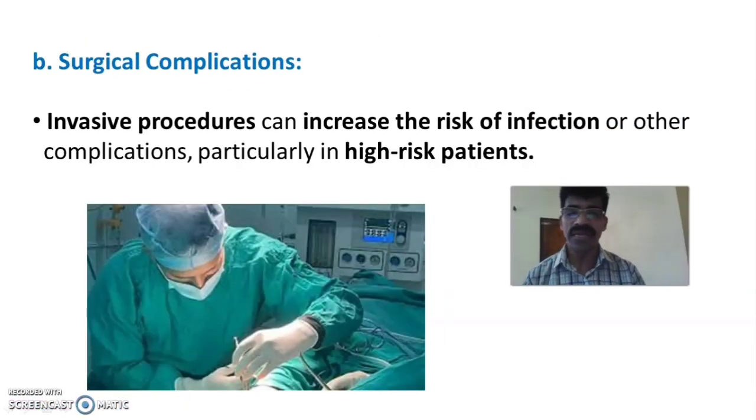Next is surgical complications. A person who undergoes certain surgical or invasive procedures, an invasive procedure being some medical procedure done inside the human body, has an increased risk of certain infections. If it is not sterile, if the articles are not completely sterile, then that may cause not only infection but also a lot of complications, particularly in high risk patients. High risk patients are those who are prone to many problems due to chronic diseases.